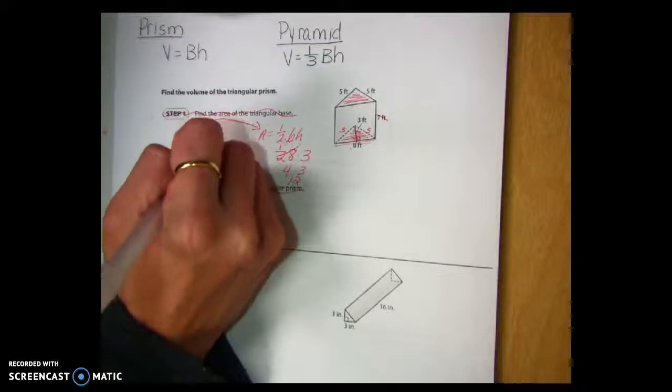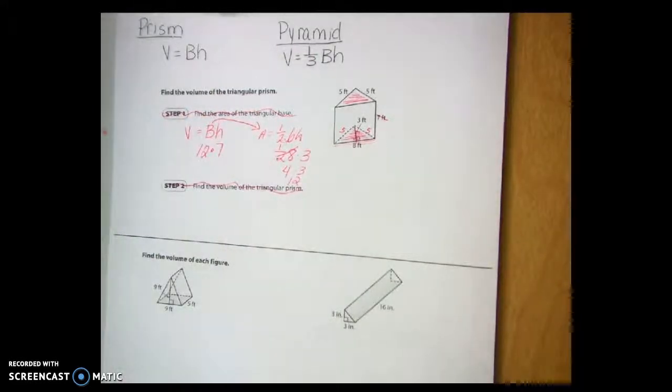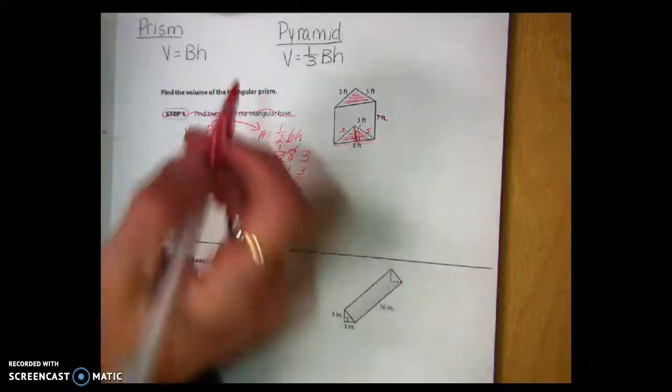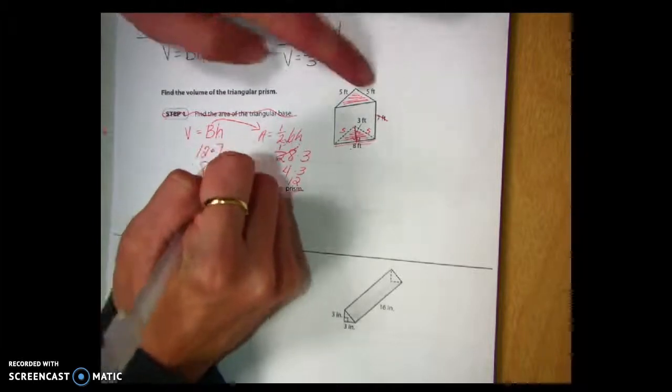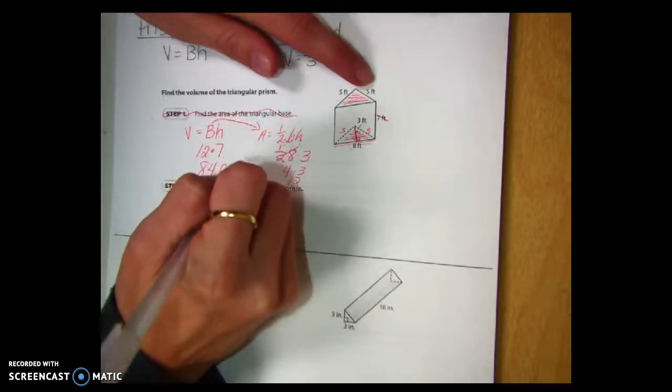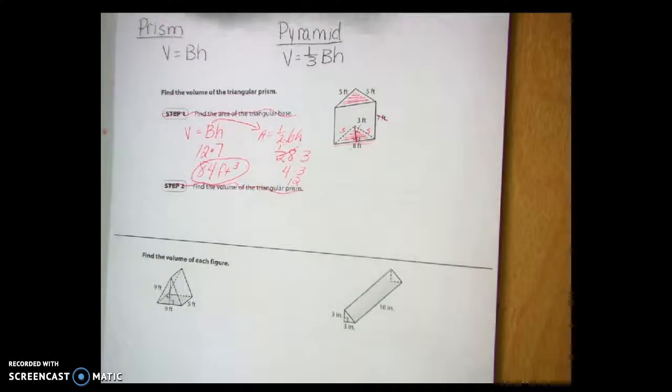So I'm going to come back over here and plug 12 in as my area of the base, because that was the area of the triangle. Now 12 times 7 would be 84. This is feet, and since we're talking volume, it is feet cubed.